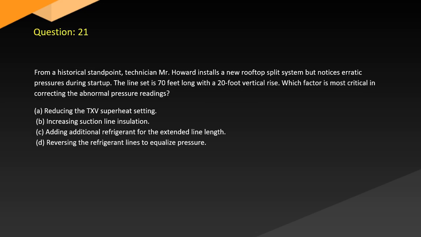Question 21. From a historical standpoint, technician Howard installs a new rooftop split system but notices erratic pressures during startup. The line set is 70 feet long with a 20-foot vertical rise. Which factor is most critical in correcting the abnormal pressure readings? A. Reducing the TXV superheat setting. B. Increasing suction line insulation. C. Adding additional refrigerant for the extended line length. D. Reversing the refrigerant lines to equalize pressure.